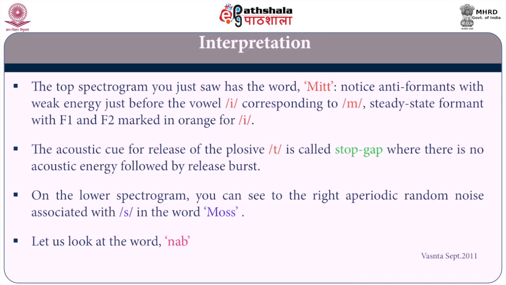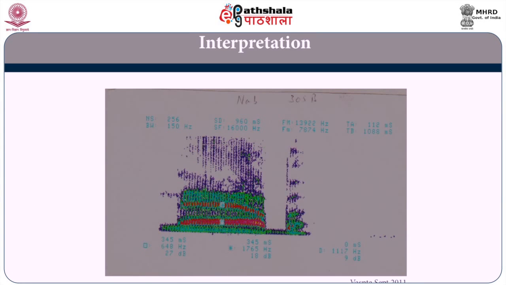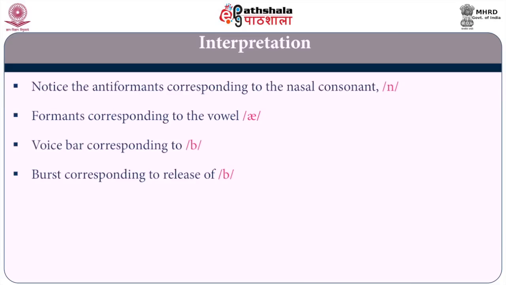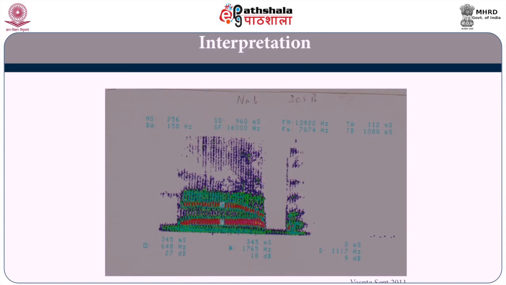Then the next spectrogram corresponds to nab. Notice the antiformants corresponding to the nasal consonant n, again very weak. Formants corresponding to the vowel a, voice bar corresponding to b, and the burst corresponding to the release of b, right?